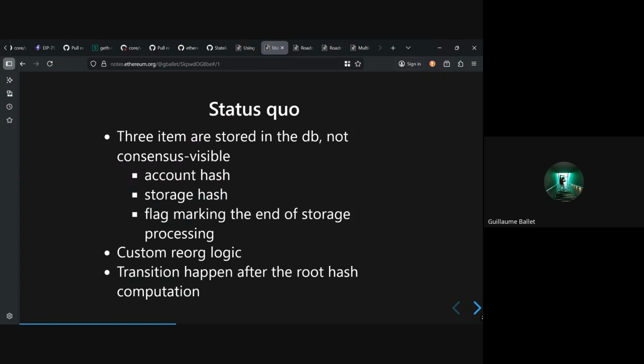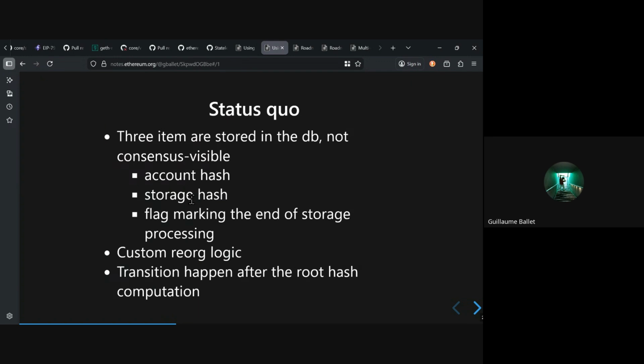The reason for this is that if the cutoff happens between the storage enumeration and the account, we need to differentiate the fact that we haven't started enumerating the storage from the situation where we have enumerated the storage, but it got interrupted. And the next thing we need to do when resuming the process for the next block is to just process the account. So you need three things.